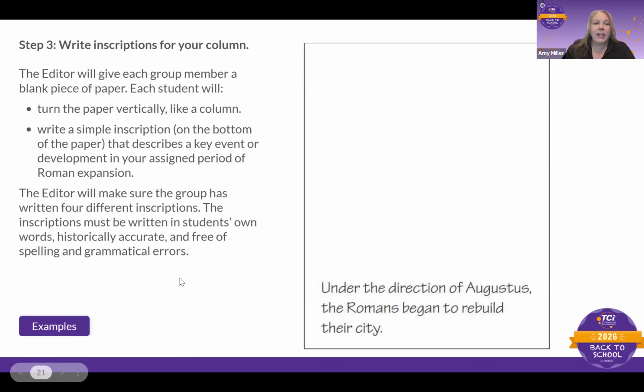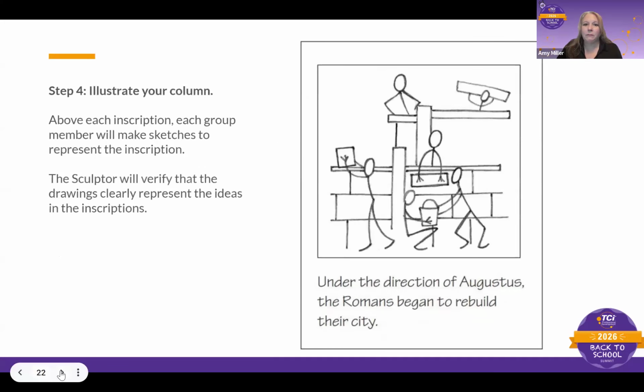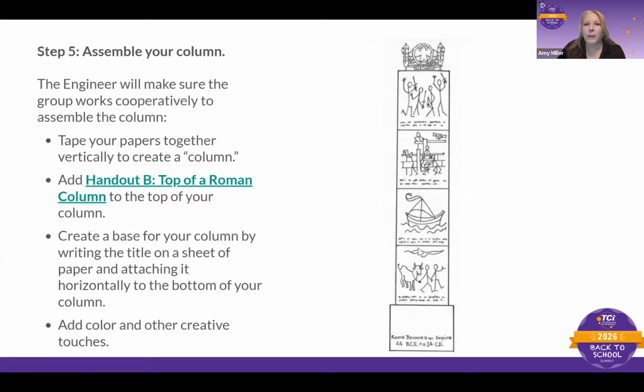What they're going to do next is the editor is going to give each group member a blank piece of paper, and they have to turn the paper vertically like a column. Think about the columns from ancient Greece and then Rome. They write a simple inscription on the bottom of the paper that describes a key event or development in their assigned period of Roman expansion. Then they're going to put their pieces together. I love this as an example of an illustration. They're going to put their papers together to create this Roman column.